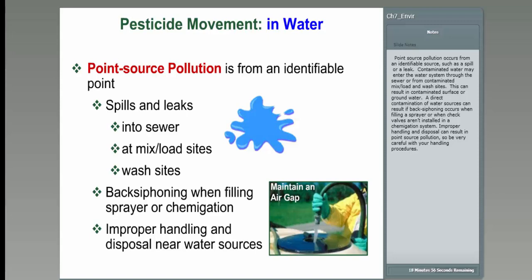Point source pollution occurs from an identifiable source, such as a spill or a leak. Contaminated water may enter the water system through the sewer or from contaminated mixed load and wash sites. This can result in contaminated surface or groundwater. A direct contamination of water sources can result if back siphoning occurs when filling a sprayer or when check valves aren't installed in a chemigation system. Improper handling and disposal can result in point source pollution, so be very careful with your handling procedures.